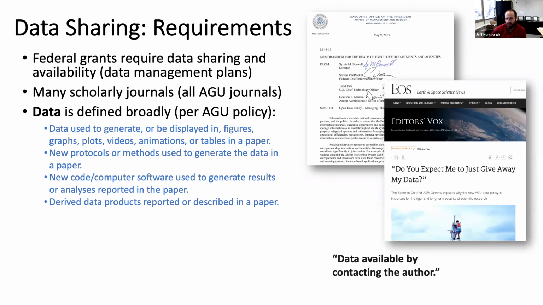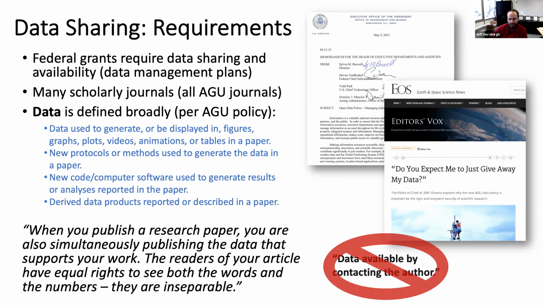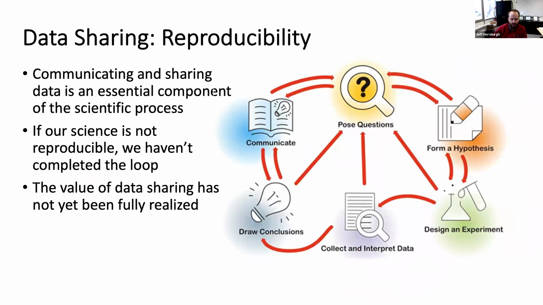So there's a lot of publications out there talking about data management and how some of our past practices with data management and sharing data are maybe not good enough. The past practice of putting a statement in a paper that says, if you want my data, please contact me, is not really good enough for publishers anymore. And we see statements like, when you publish a research paper, you are also simultaneously publishing the data that supports your work, and the readers of your article have rights to see both the words and the numbers, because how can they actually prove or reproduce the work that you did without actually being able to access the data? So that brings us to the question of reproducibility.